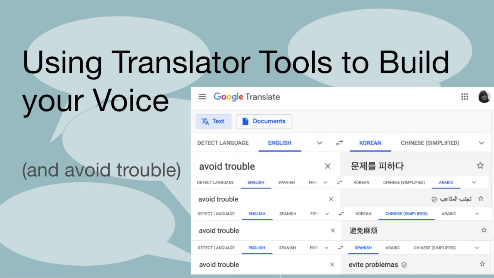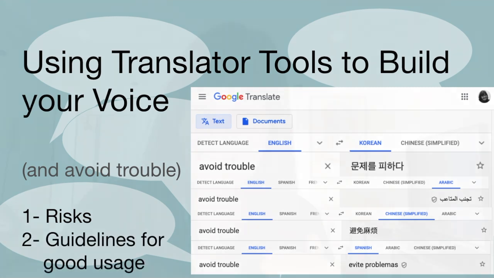When you're studying another language, Google Translate and other translation tools can also be really, really helpful, but they can also get you into trouble. In this video, we're going to look at some ways you can get into trouble and how to avoid that. And we're also going to look at a technique for using Google Translate and other electronic translation tools that you have on your computer or on your smartphone to improve your language and really build up your own voice in another language. So let's talk about a few of the risks first.